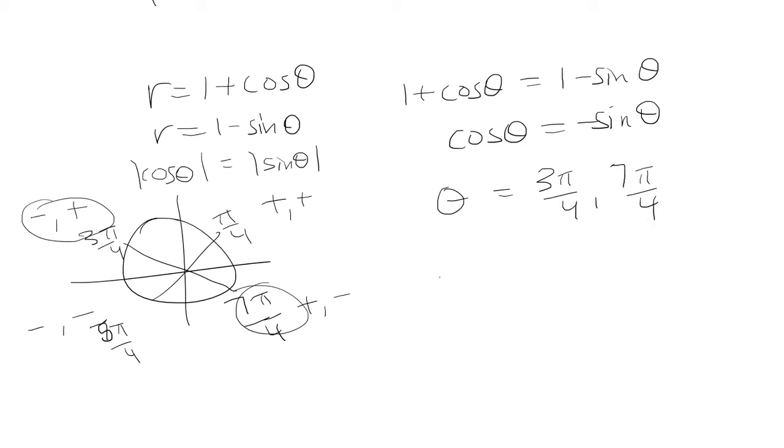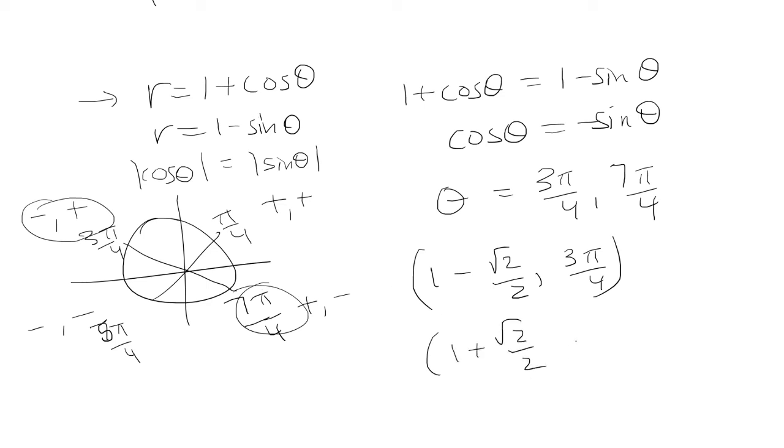In order to find the r value, I'm going to plug it into the first equation, even though it doesn't really matter which one you plug in. So cosine of 3 pi over 4 is negative root 2 over 2. So that would be the first one. And if I plug in 7 pi over 4, that will be positive root 2 over 2. So it'll be 1 plus positive root 2 over 2. And that's at 7 pi over 4.